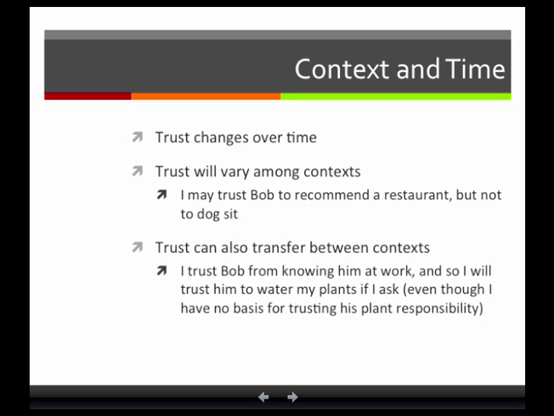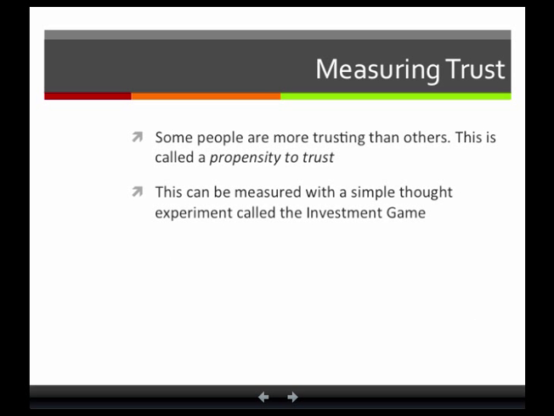So then the question when we're talking about social network analysis for trust is, how do we measure it? I mentioned before that some people are more trusting than others. This is called a propensity to trust. And that's one thing that we can start to measure. And there's a great way to measure this with this experiment called the investment game.